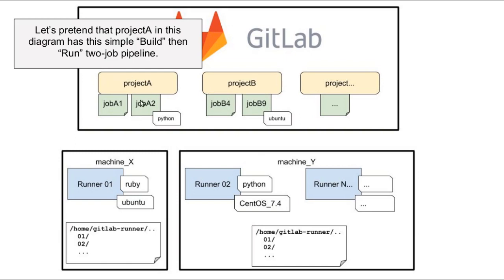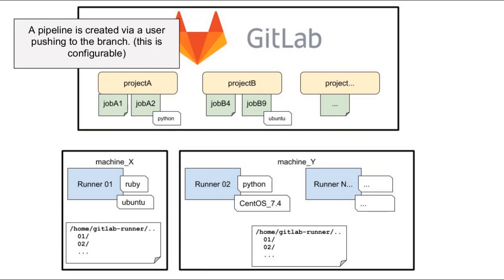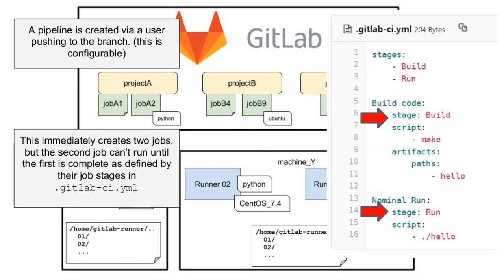Okay, so let's pretend this project A is the simple build and run 2-job pipeline that we just described. A pipeline is created when a user pushes to the branch or a tag, or there are several. You can actually start one manually. It's a configurable mechanism, but the point is here, a pipeline will be created when a user performs an action like pushing to the branch, and this will immediately create 2 jobs. Now, the second job, the run job, can't run until the first job is complete, which is defined in this GitLab CI YAML file here by these stages. So the build code must run before nominal run based on the stage definitions.